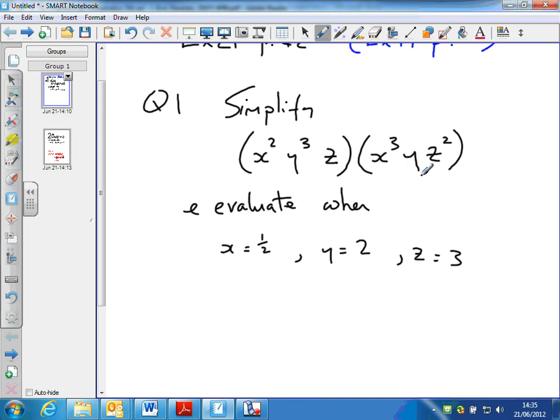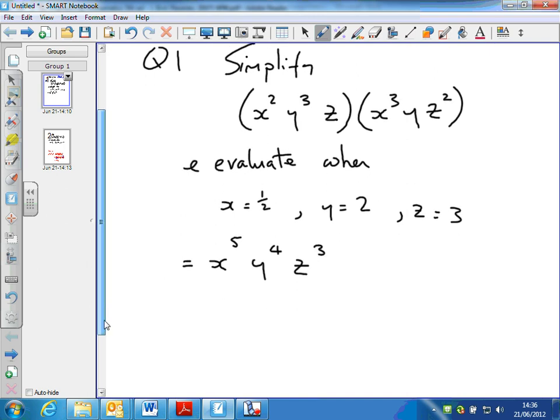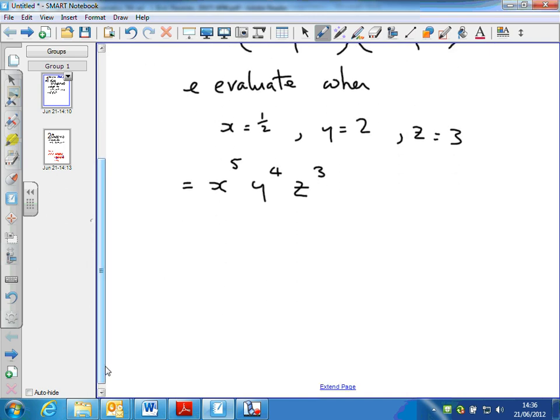So this simplifies to x to the power 2 plus 3 is 5, y to the power 3 plus 1 is 4, and z to the power 1 plus 2 is 3. And now I'm going to put in the numbers and evaluate it. So I'd rewrite this expression, but with the values put in.